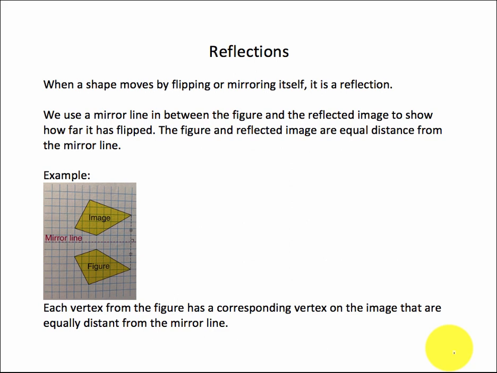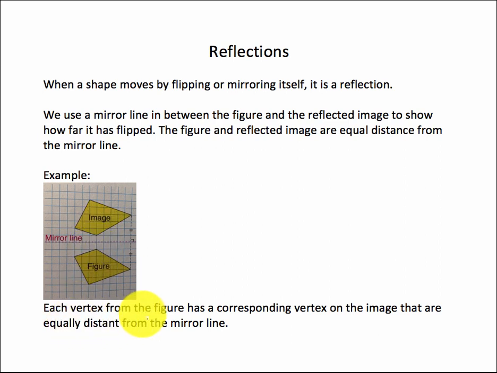So when a shape moves by flipping or mirroring itself, it's a reflection. We use a mirror line, as you can see here, in between the figure and the reflected image to show how far it is flipped. The figure and reflected image are equal distance from the mirror line. So this figure here and this image, they're exactly the same distance from the mirror line. This image isn't way up here, or touching the mirror line. You can tell that they're exactly the same distance apart from it.